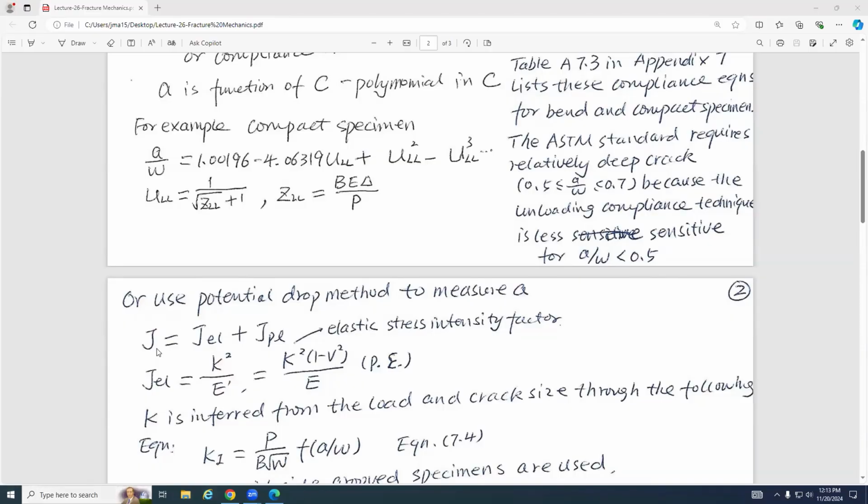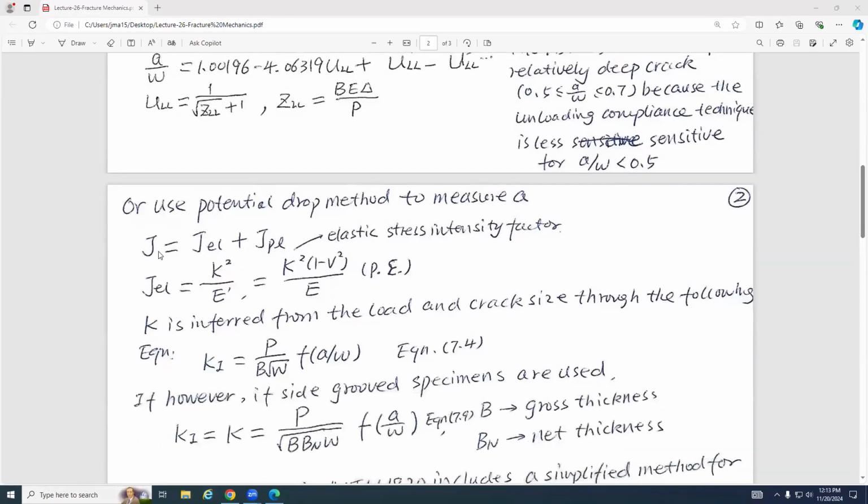When we calculate the J, we can decompose J into two parts: one is the elastic part, and one is the plastic part. For the elastic part, we know that the J integral equals K squared, where K is the elastic stress intensity factor, divided by the effective Young's modulus, right?